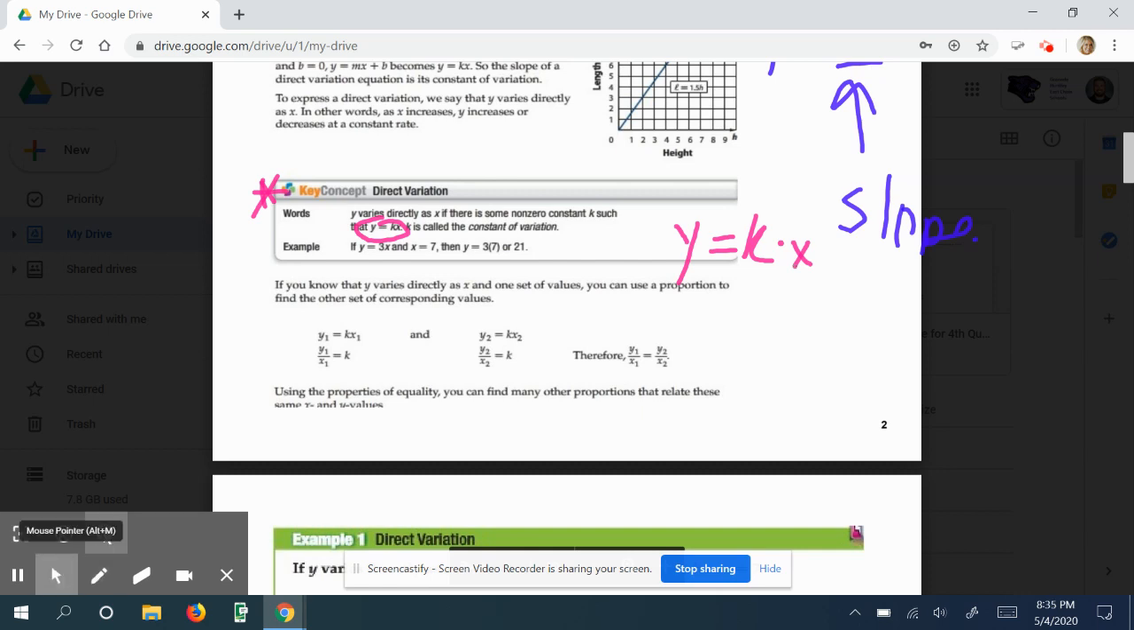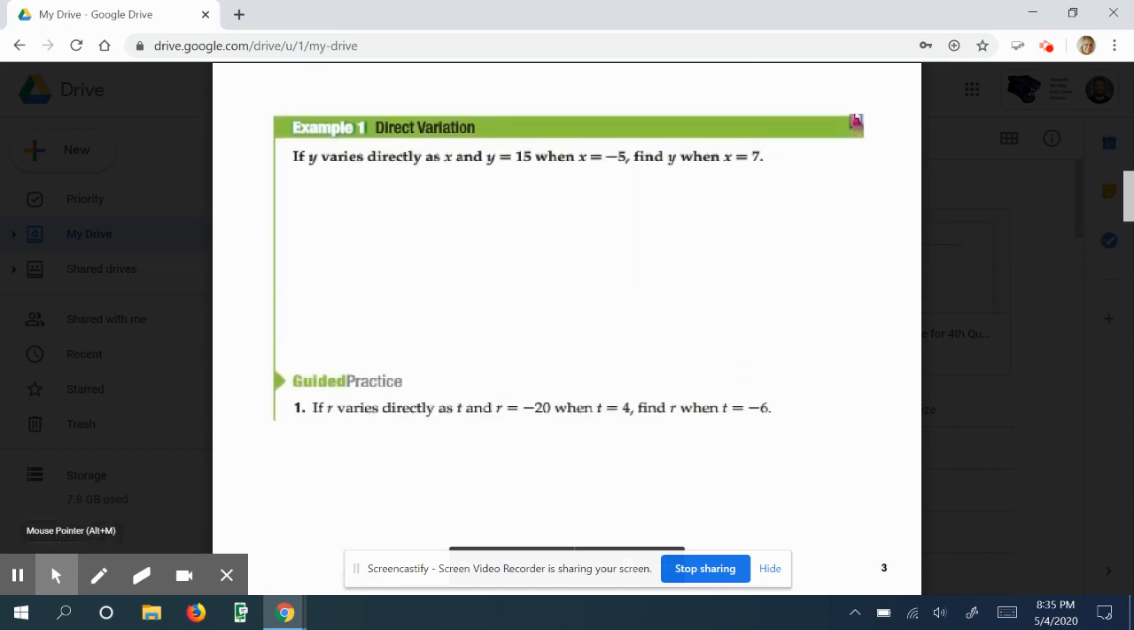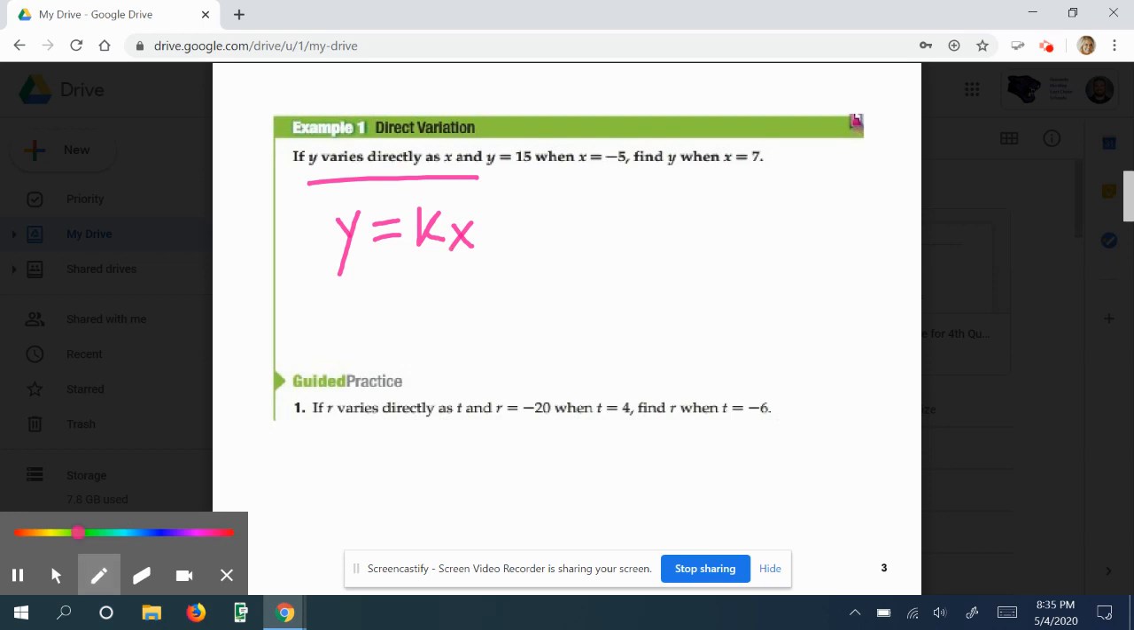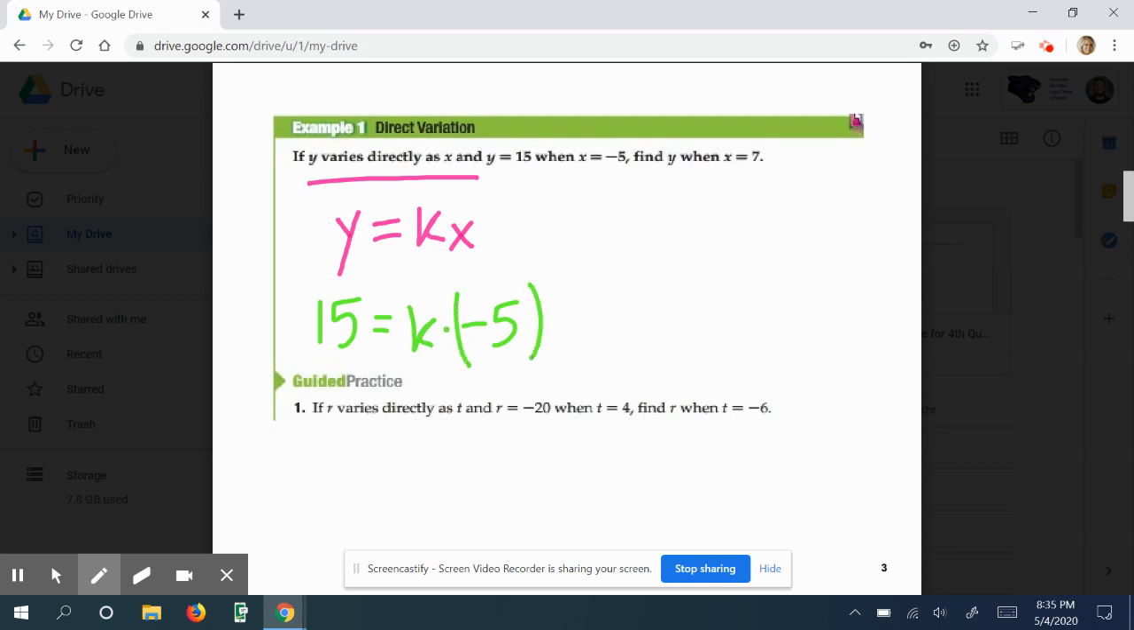Okay, now let's look at a problem. It's kind of interesting. It says if y varies directly with x, meaning we're using this equation, y equals kx, and y equals 15 when x equals negative 5, find y when x equals 7. Okay, so there's lots of different ways to do it, and if you look online, there's lots of different ways people teach you how to do it. I'll show you the way that I think makes the most sense to me. So it says when y equals 15, x equals negative 5.